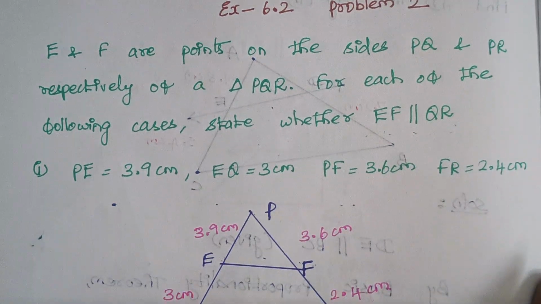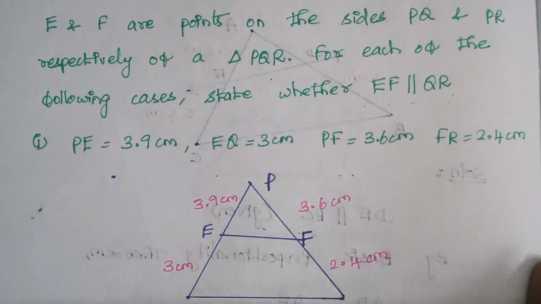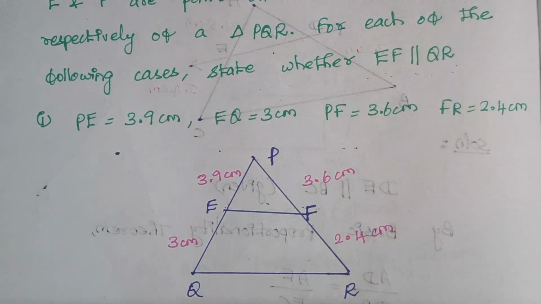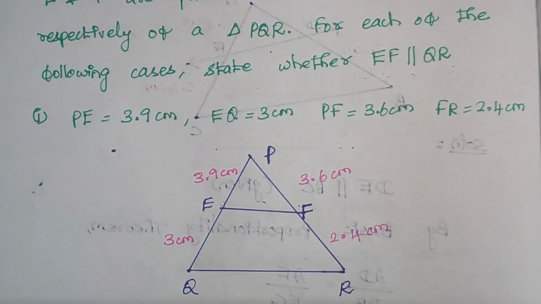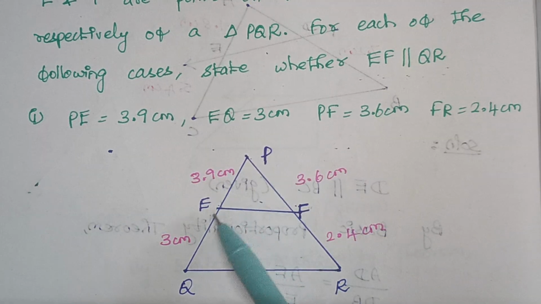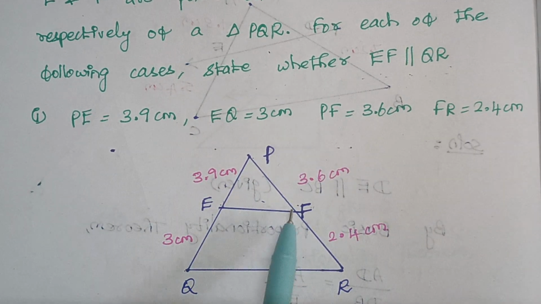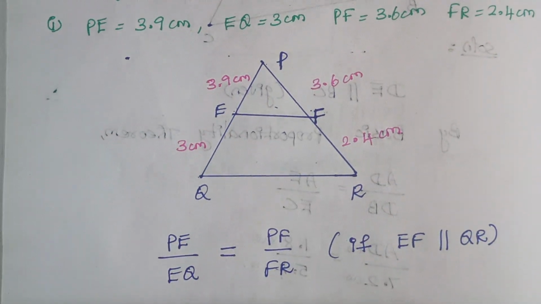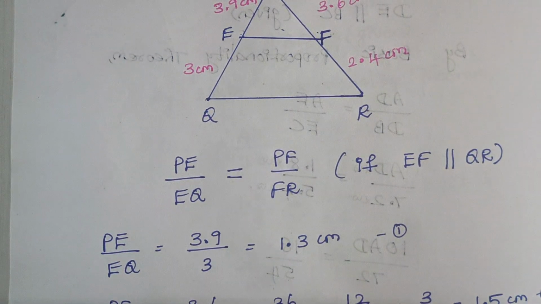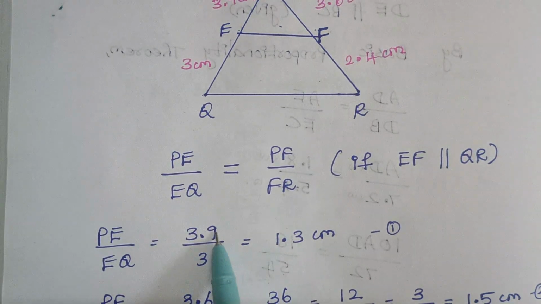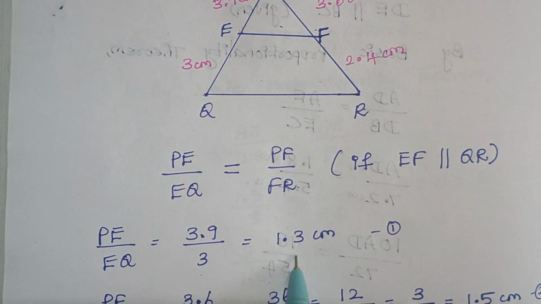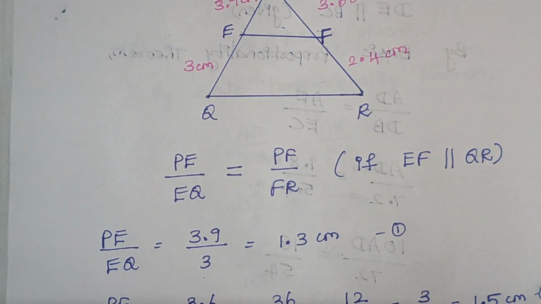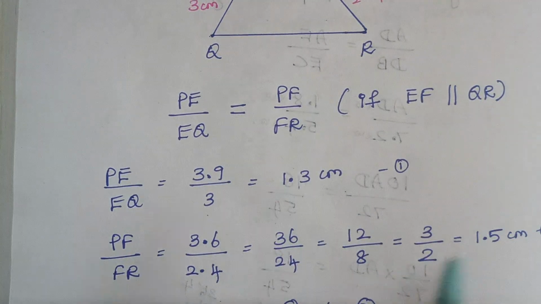So for this follows the converse of basic proportionality theorem. So first we are finding the ratios, right? PE by EQ is equal to PF by FR. So first I am finding PE by EQ. So when you substitute the values, you get 3.9 by 3. So here it is 1.3. Again, when you look at this ratio, PF by FR, here it is 3.6 by 2.4.